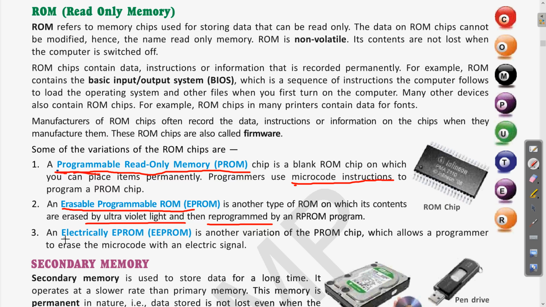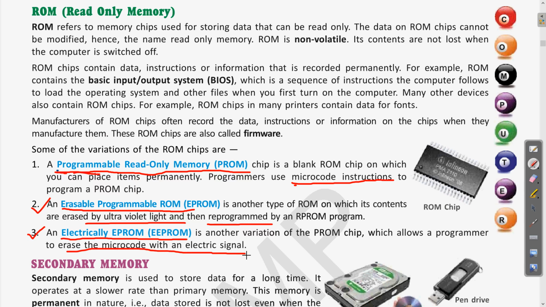So first was the PROM, second we have seen the erasable programmable ROM, and third one is the electrically erasable programmable ROM. Clear? So here the method of deleting the program is electricity. Let us see. Double EPROM, or EEPROM, is another variation of PROM chips which allows a programmer to erase the microcode with an electric signal.